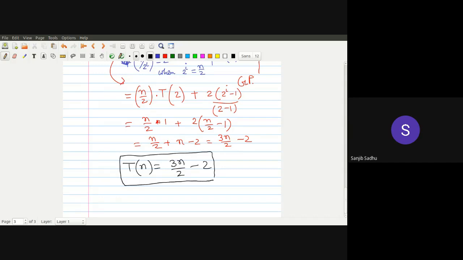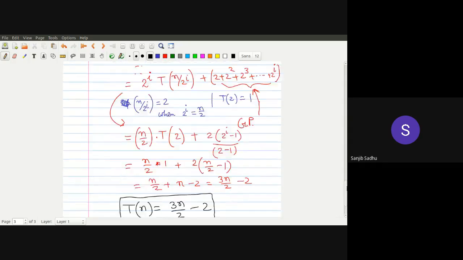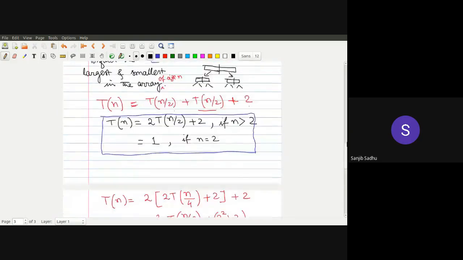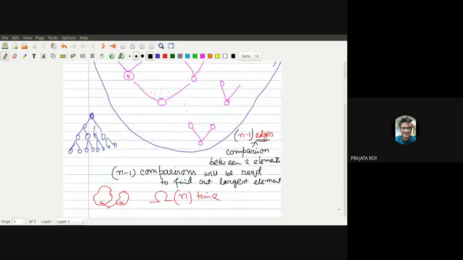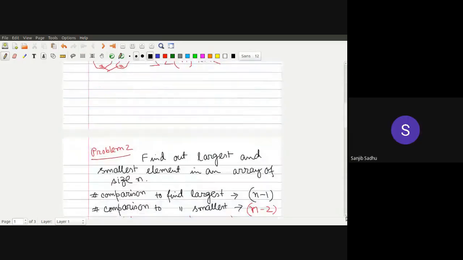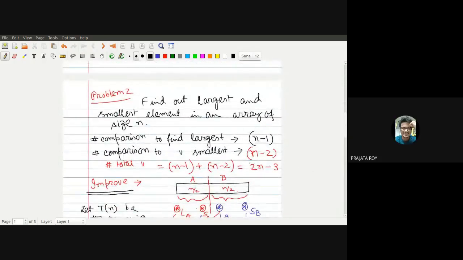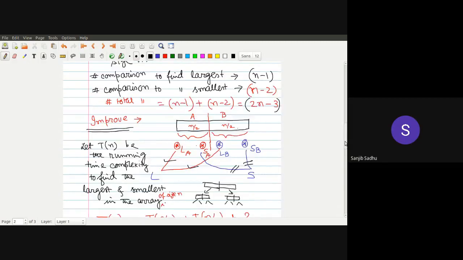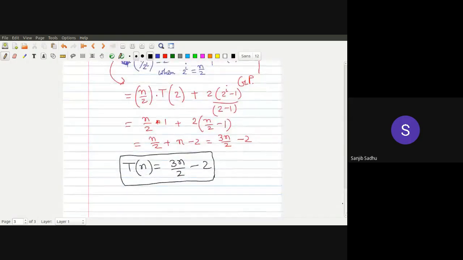Is it an improvement? What was the Tn in the earlier case? Sorry, what was the Tn? Sir, n minus 1. No, not n minus 1. Yes, sir, 2n minus 3. 2n minus 3, sorry. Okay. So now check: in this case it is 3n by 2. You can see 2n minus 3, 2n means n plus n, and here n plus n by 2. Forget about the constant part, because this does not affect too much. So is this improved or not? You check it.